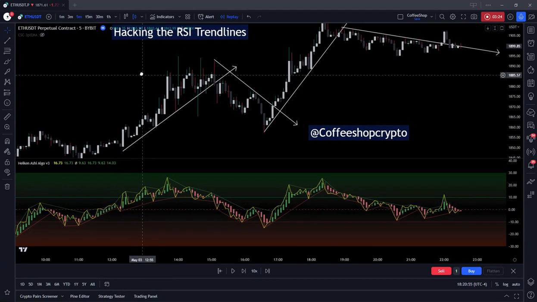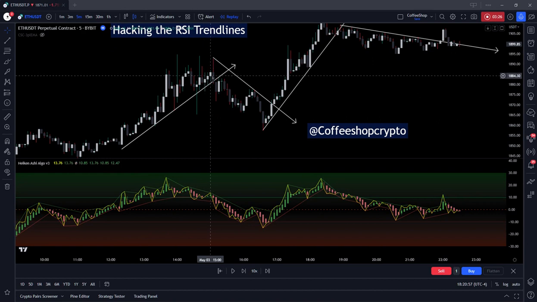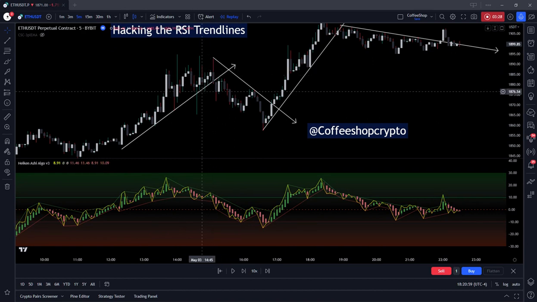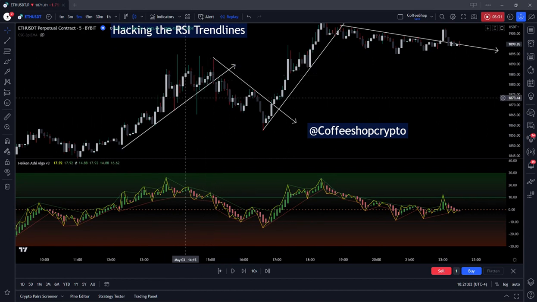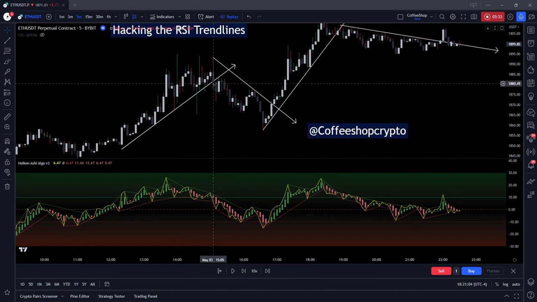So what is hacking the RSI trend lines? Well, when you draw trend lines on your price, you wait for a candle to break below, right? If it's an uptrend, you wait for a candle to close below that. And at that point, you're basically saying, hey, my uptrend must be over. I have to start looking for short trades, right?